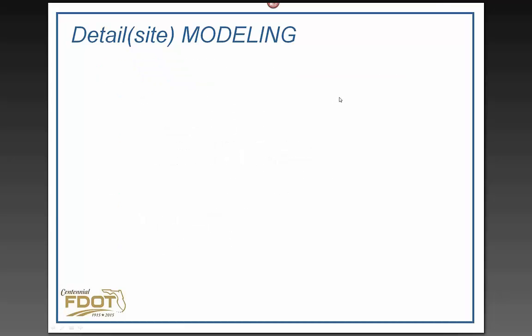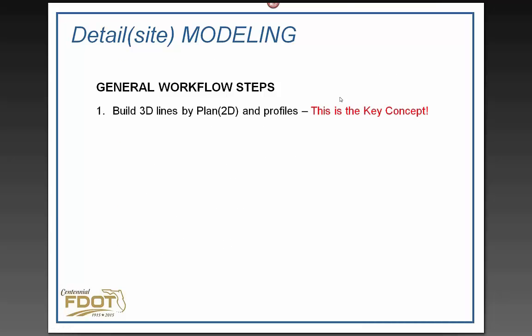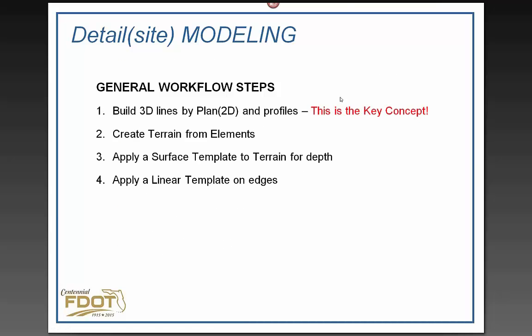So then I'm going to talk about the general workflow steps for creating detail modeling, and it's simply these five things here. First of all, you're going to build 3D lines off of your 2D lines and profiles. We're going to go through several exercises of doing this, but this is really the whole key concept of detail modeling: what you're trying to do is build a terrain from elements, and the way you can get the elements is to make them 3D elements off of your 2D plans by putting profiles on them.